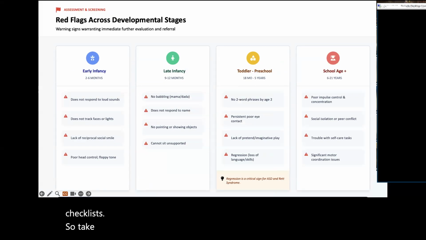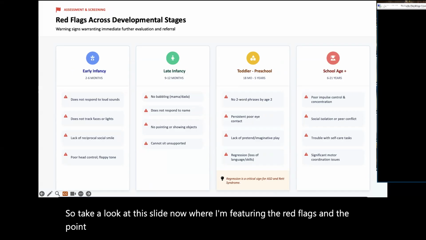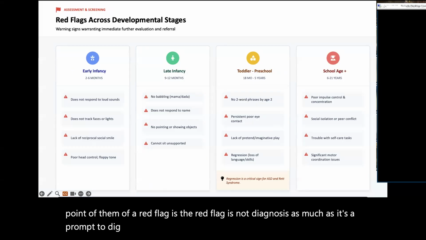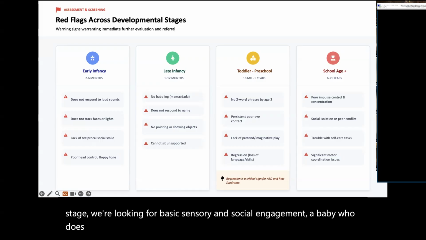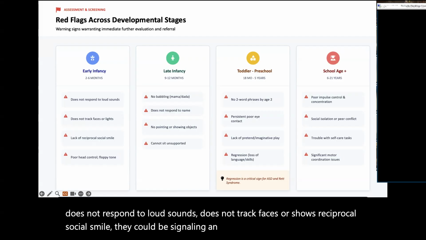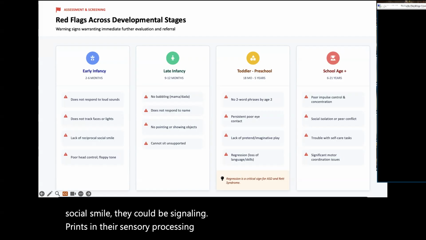Take a look at this slide now where I'm featuring the red flags. And the point of a red flag is not diagnosis as much as it's a prompt to dig deeper. So early infancy, from 2 to 6 months. At this stage, we're looking for basic sensory and social engagement. A baby who does not respond to loud sounds, does not track faces, or shows no reciprocal social smile could be signaling an early difference in their sensory processing or social orientation.